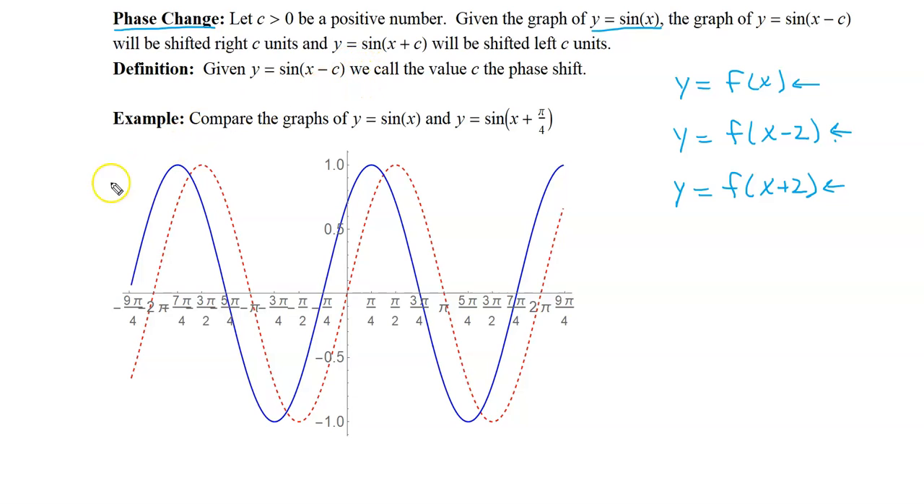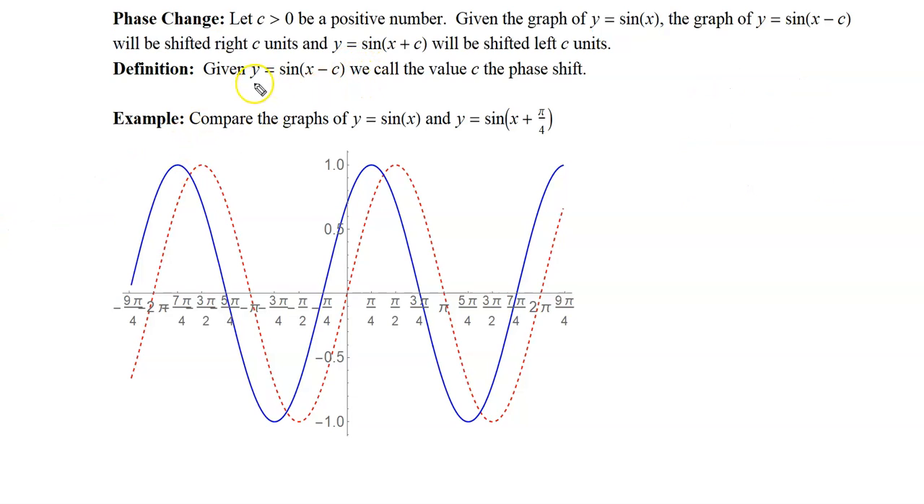So this leads us to the following definition then. If we're given the function y equals sine of x minus c, we call the value c the phase shift. Notice it has to be in the form x minus c. So for example, let's consider the graph of this function y equals sine x and y equals the sine of x plus pi over 4. Now the graph of sine x is the red dotted curve right here, and the blue solid curve is the graph of sine of x plus pi over 4.